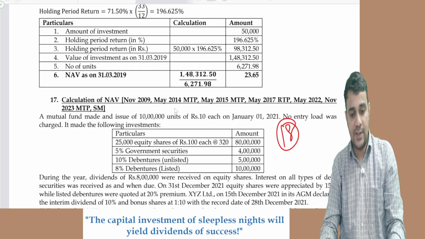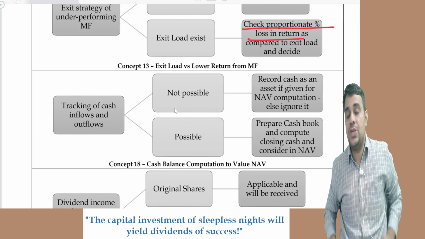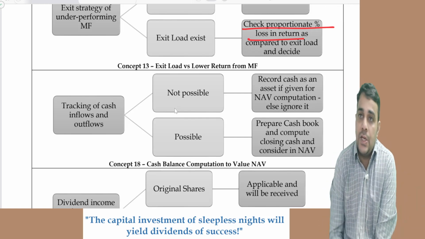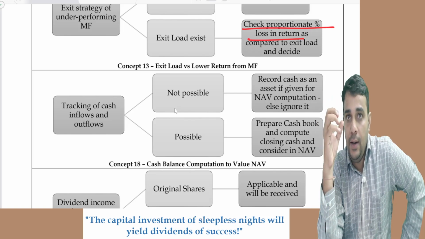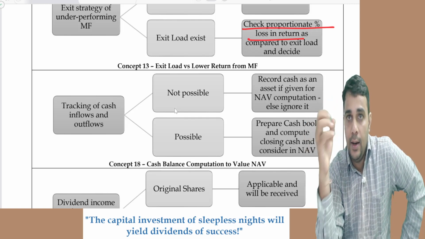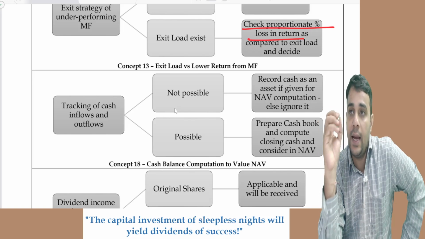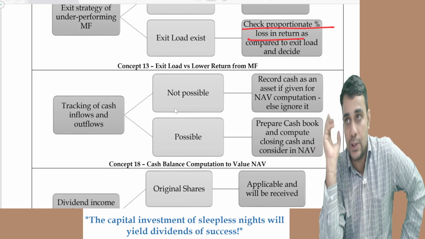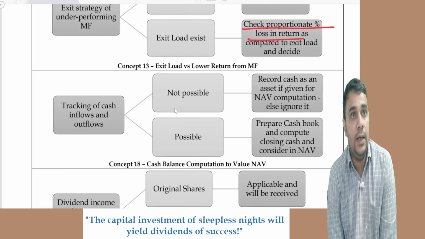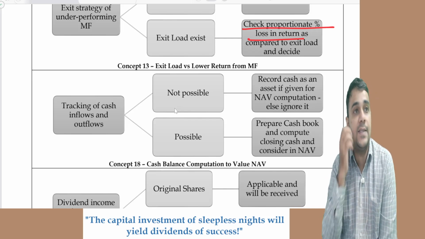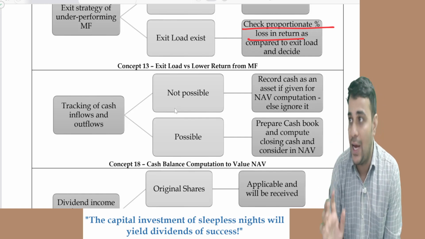Okay. I'll first explain concept of 17. Tracking of cash inflow and outflow. Now, what is tracking of cash inflow and outflows? They'll give a data saying that mutual fund was started 1 crore rupee, made investment 80 lakh rupee, declared dividend 10 lakh rupee, received income, received interest. If you are able to track it, please do a cash book and calculate the closing cash balance. If you are able to track the inflow and the outflow, you will have to calculate the closing cash balance.